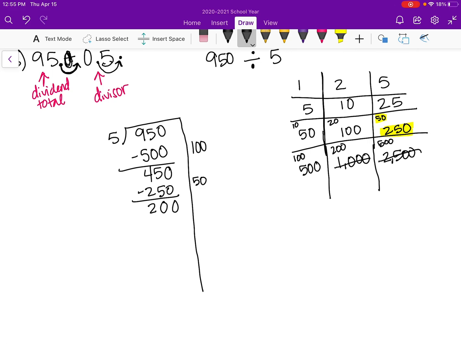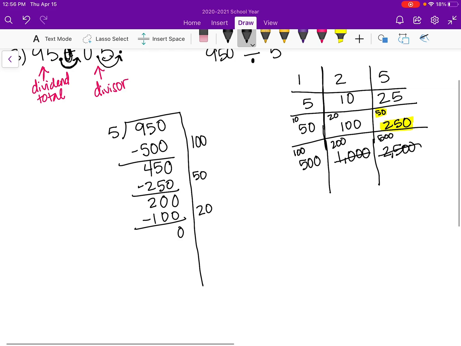Okay, I have 200 left. The closest I can get to that without going over is 100 from my number bank. So I'm going to take away 20 groups of 5, which is 100. You can see I'm keeping track of my groups over here. Very important. 0 minus 0 is 0. 0 minus 0 is 0. 2 minus 1 is 1.